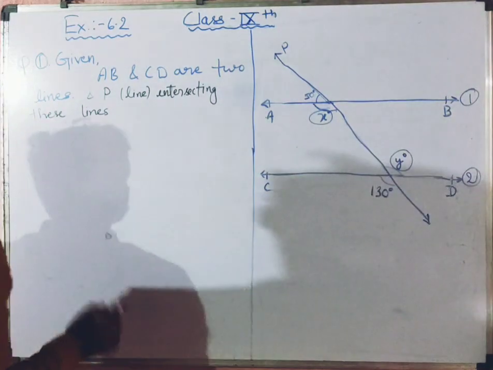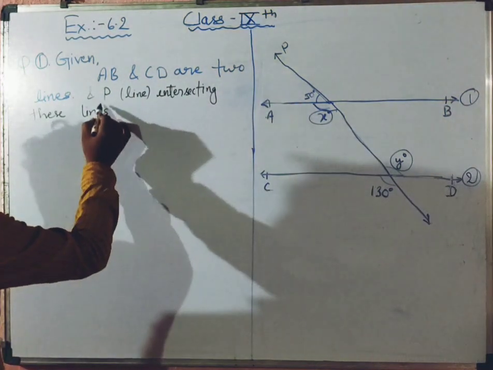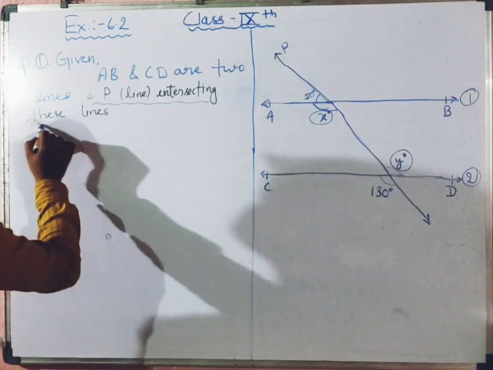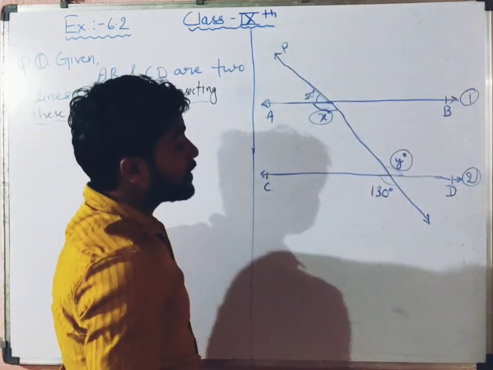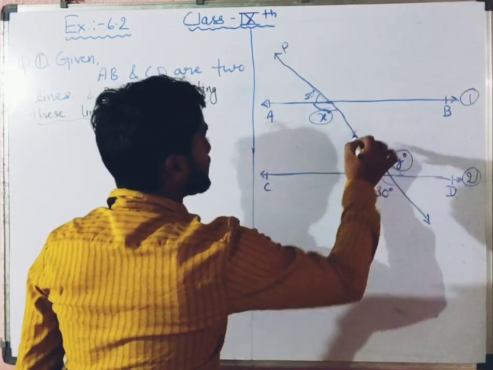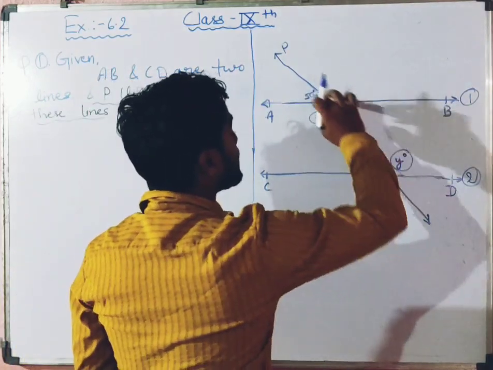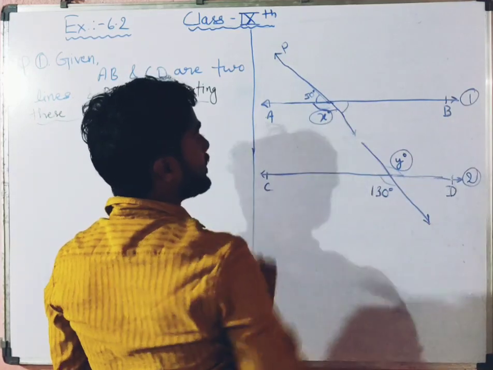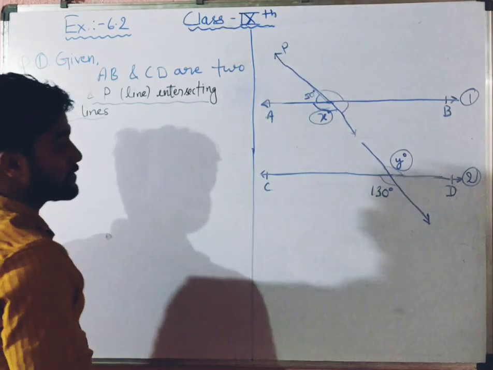According to the diagram, AB and CD are the two lines which are given, and P is a line intersecting these lines. P is a line and AB is a line, and they are intersecting each other. That means these and these are alternate interior angles, and these are also alternate interior angles.